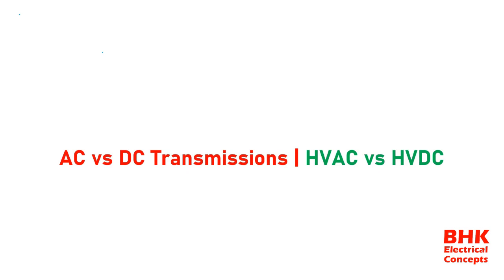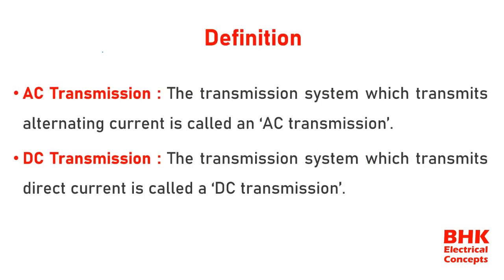Hi friends, in this video we are going to discuss the comparison between the AC transmission system and the DC transmission system. The AC transmission system we can also call HVAC, and the DC transmission system we call HVDC: high voltage alternating current and high voltage direct current. Now coming to the comparison, the first thing is the definition of AC transmission and the definition of DC transmission. First we are going to discuss the AC transmission system.